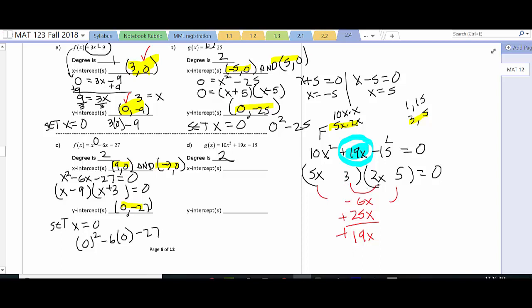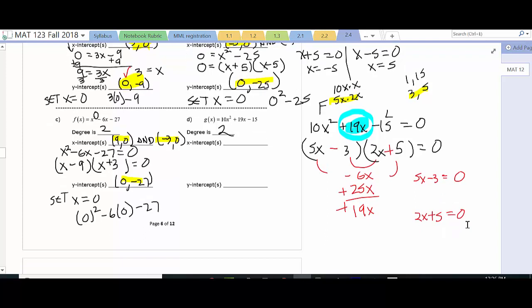So that means that the 3 has to be negative so you can get a negative 6x, and the 5 has to be positive so you can get a positive 25x. Okay? Just try things on that. You got to try until you find the combination. So now what you do, and you're going to solve these two equations. You have 5x minus 3 equals 0. Then you have 2x plus 5 equals 0 like that. So those two equations you can solve.